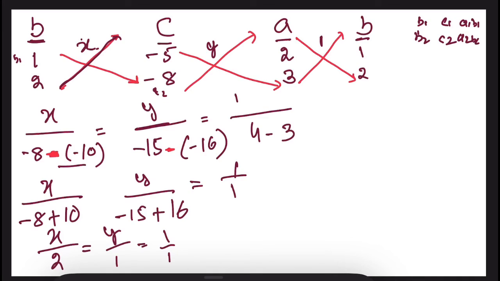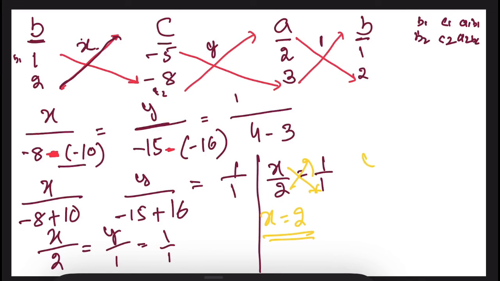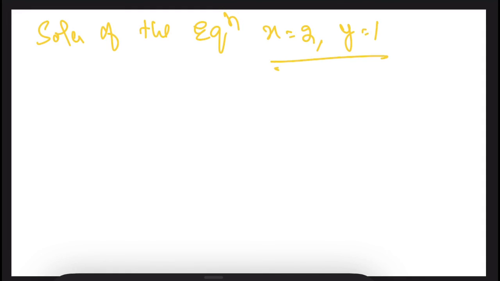Take the x value: x upon 2 equals 1 upon 1, cross multiply, x equals 2. Then y upon 1 equals 1 upon 1, so y equals 1. So our solution of the equation is what? x equals 2, y equals 1. This is the answer.